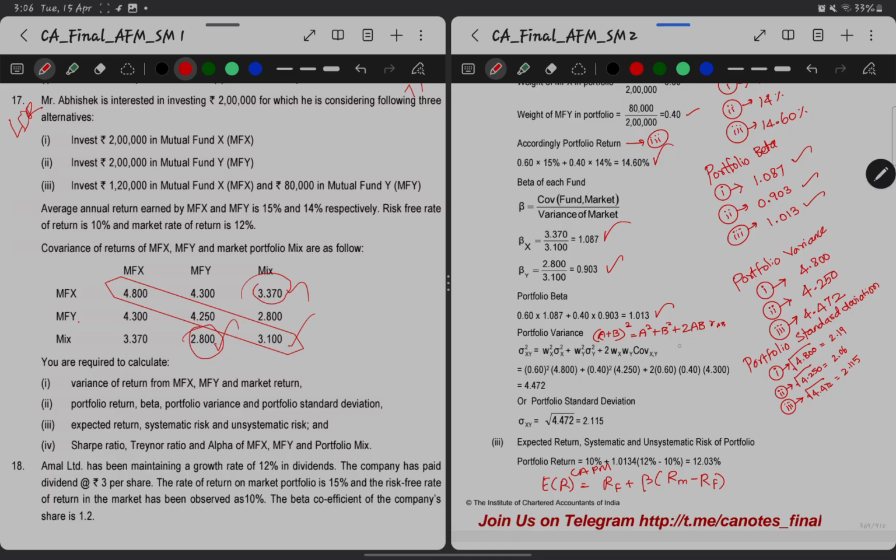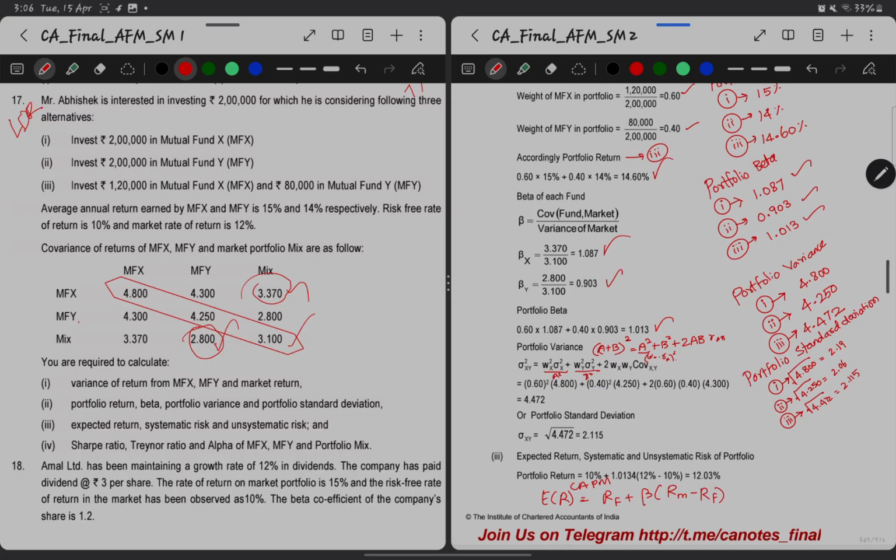Now a square signifies the weight of a multiplied by the standard deviation of a, the whole square, and b square is the weight of b multiplied by the standard deviation of b, the whole square. Same thing they have done here. So this is a square in our case, this is b square, and here, as we have seen previously, the weight of a with standard deviation of a, and the weight of b with standard deviation of b, multiplied by the correlation of a and b.